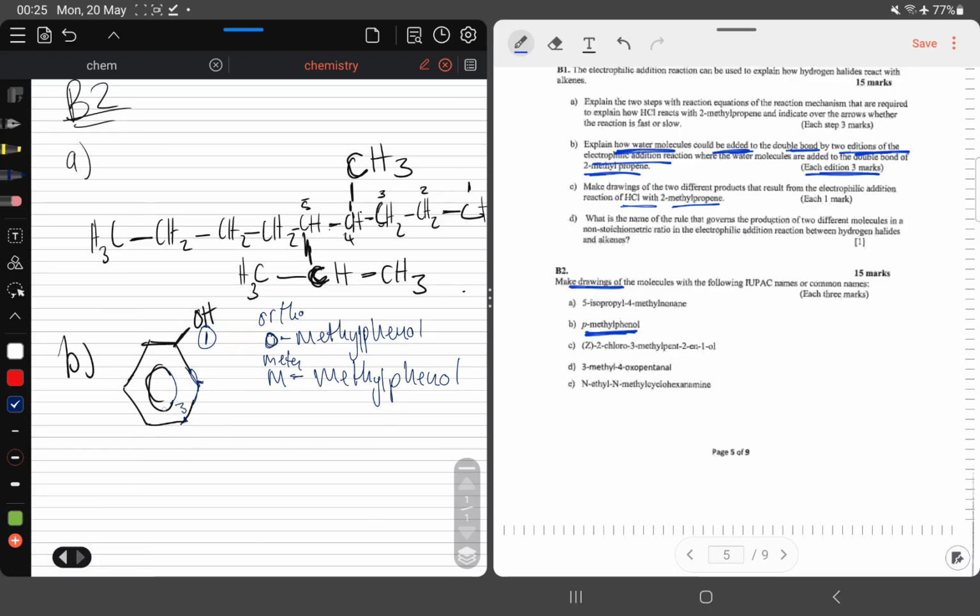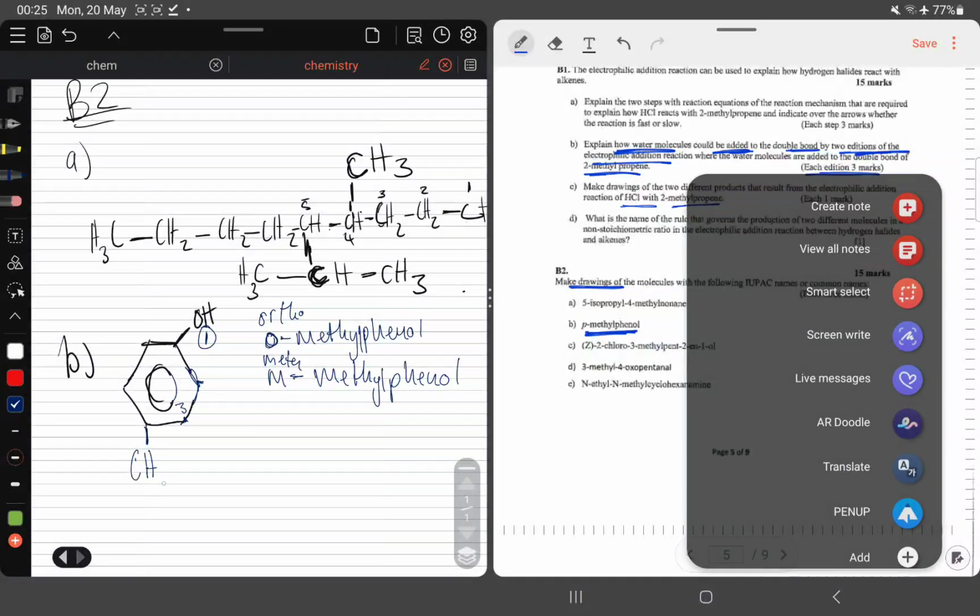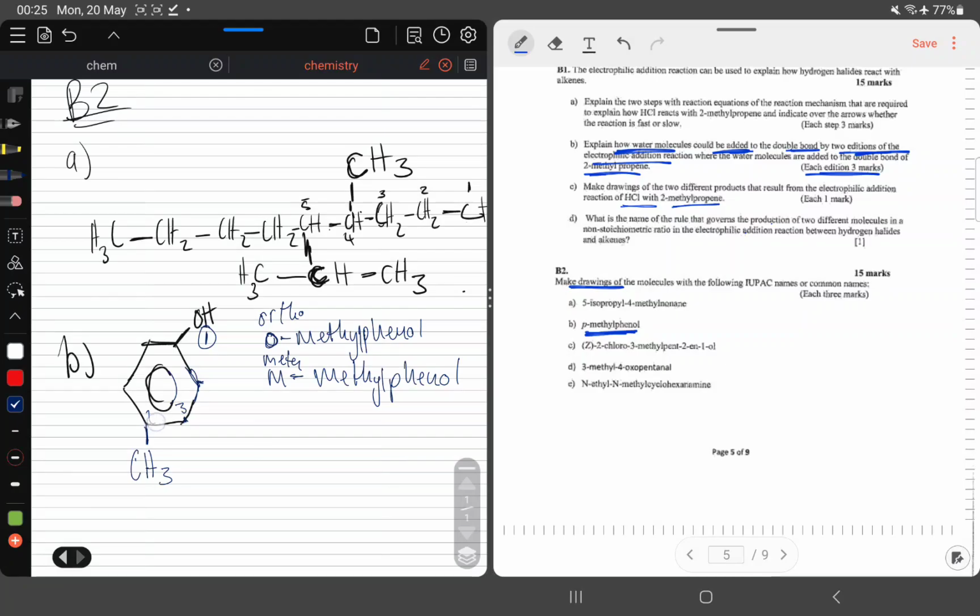Then the last one would be position 1 and 4 here. If I put my CH3 here, it's now on position 1 and position 4. We'll use para. It is now para. We will use a p. So p-methylphenol, and I've already done it for you. It is on position 1 and position 4. Don't forget, it's ortho, meta, para.